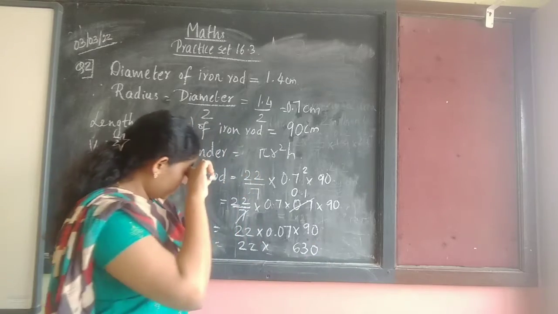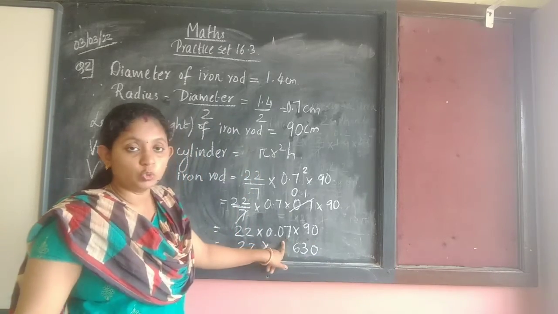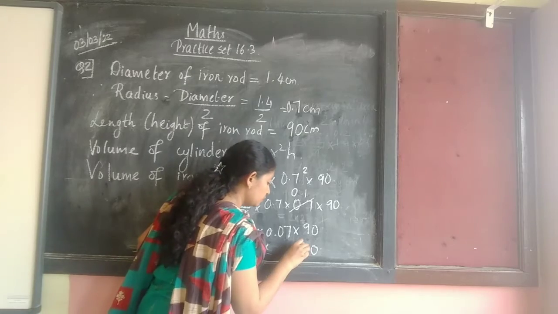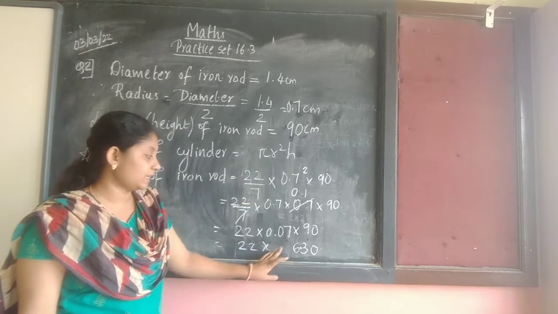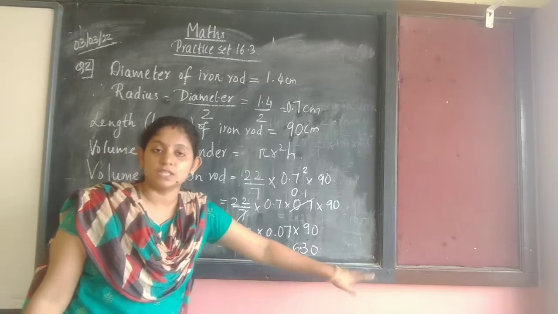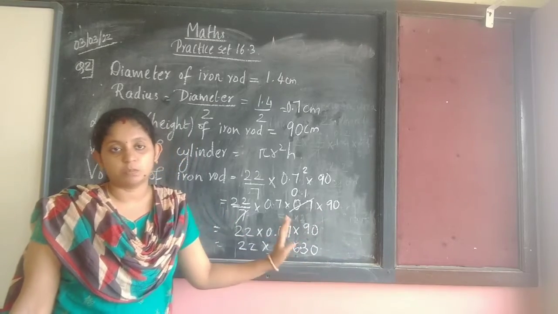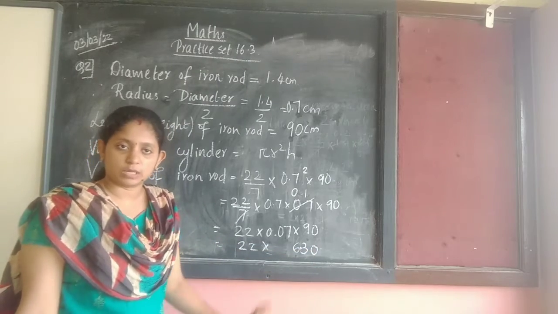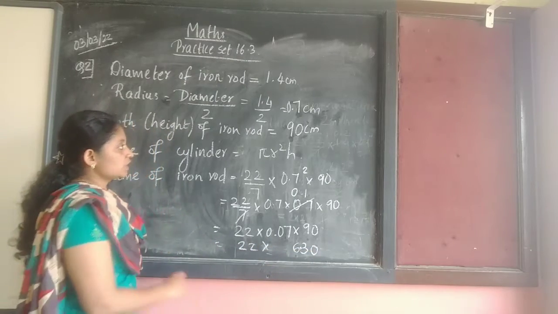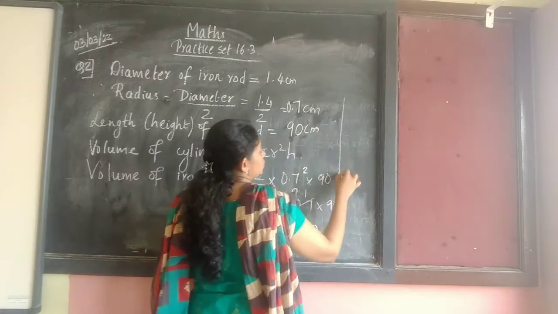Decimal point before how many numbers? 1, 2. So before two numbers you will put the decimal point. So what is the answer you are getting? 6.30. You can also take it as 6.3 because after 3 it is 0. So if you don't write it, it's okay. So 22 into 6.3, how much will you get? Just check it.